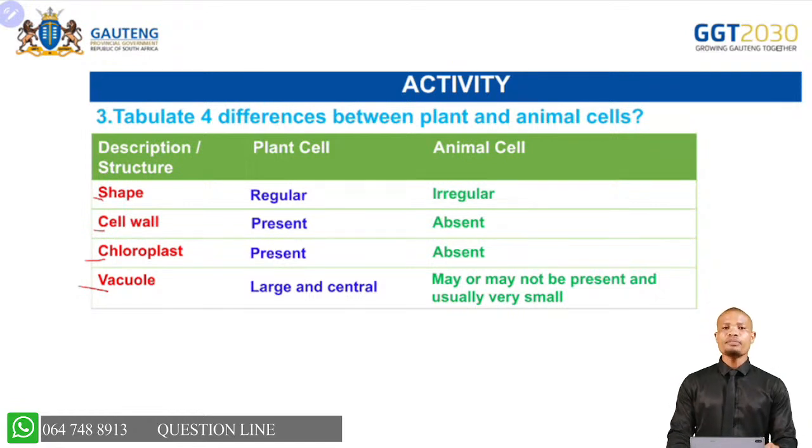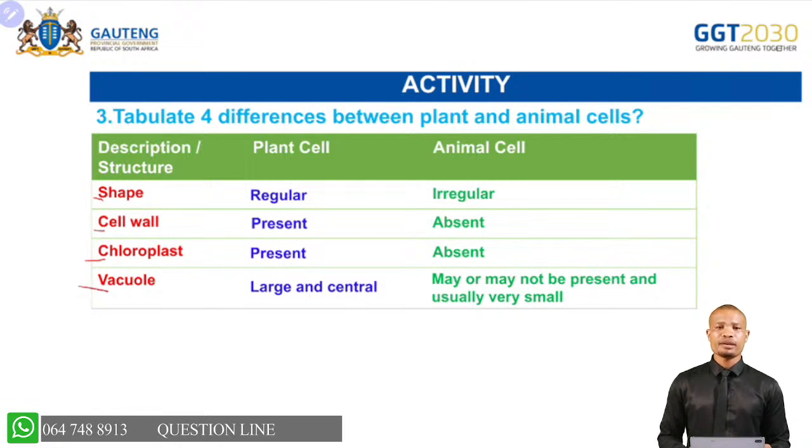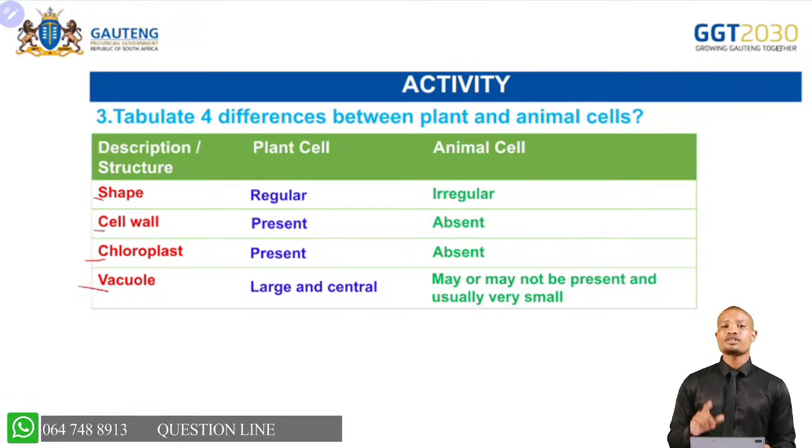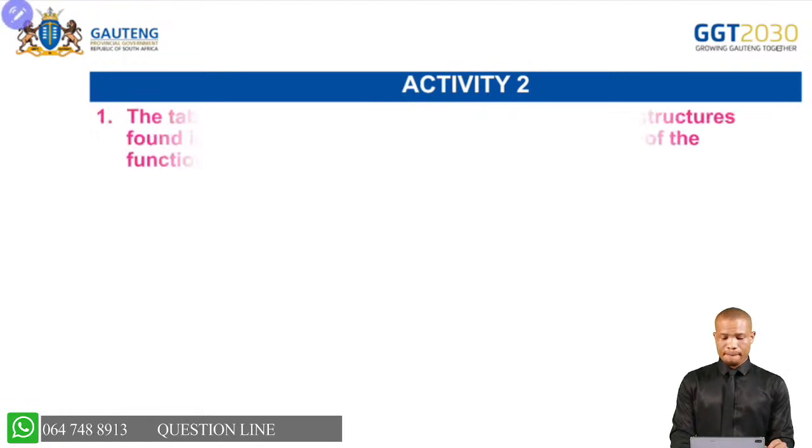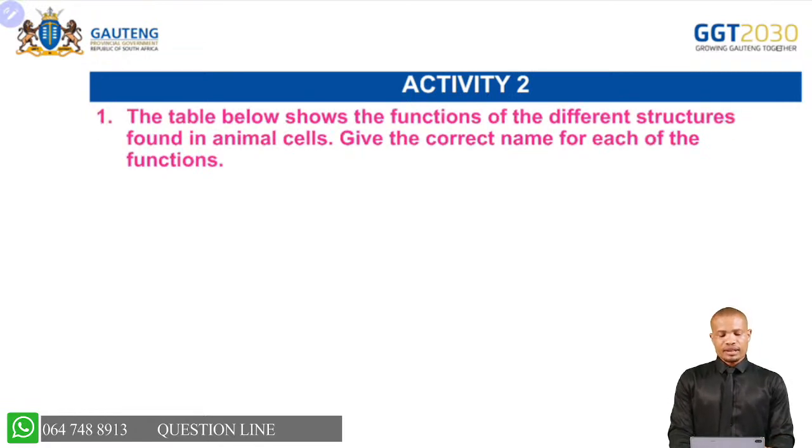Okay, so I hope you were able to get these 3 questions correctly. And if you did not, I hope you were able to see where you went wrong. And in future, you will be able to get these correct, especially when you're writing your tests or exams. Let us continue. Oh, we have another activity. The table below shows the functions of different structures found in animal cells. Give the correct name of each of the functions.